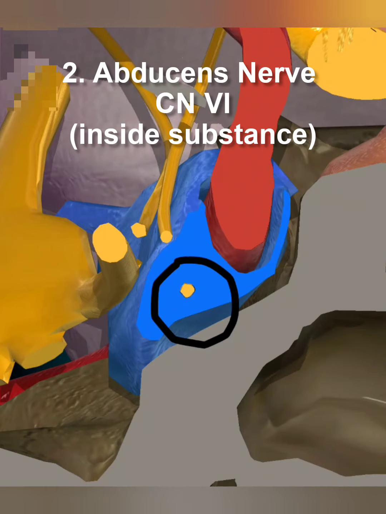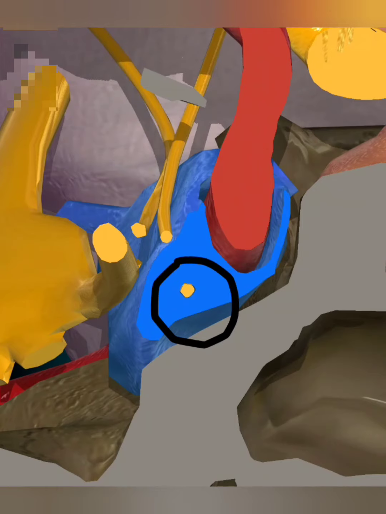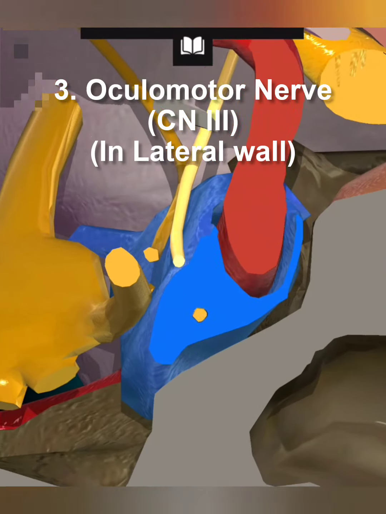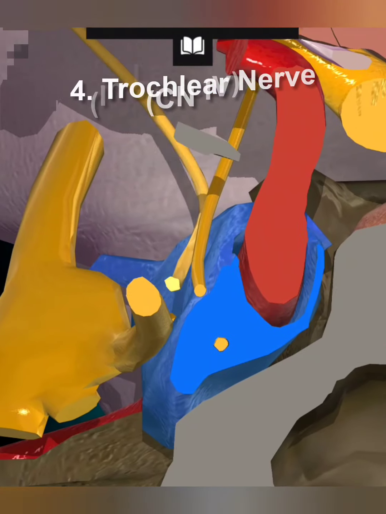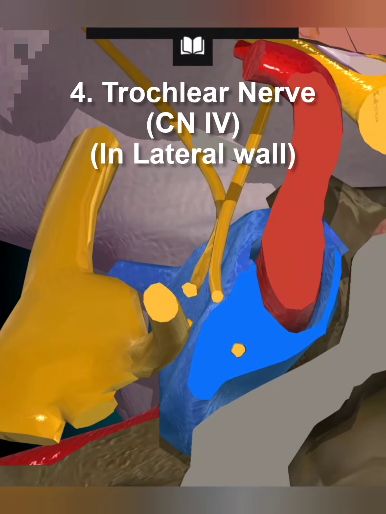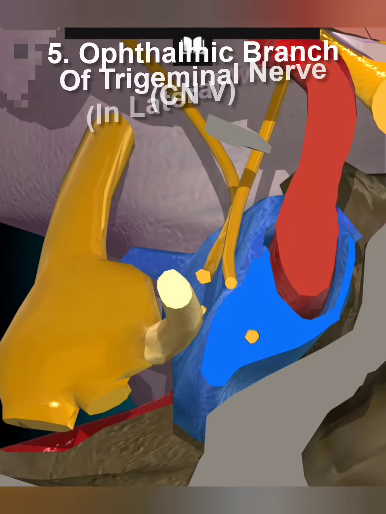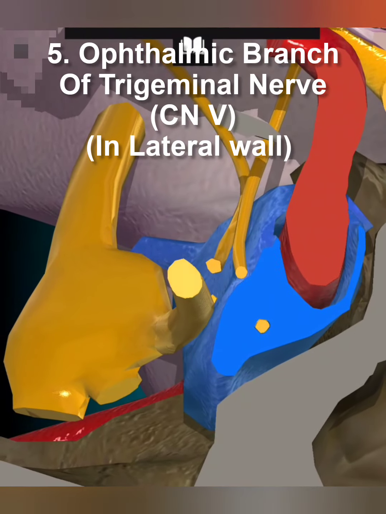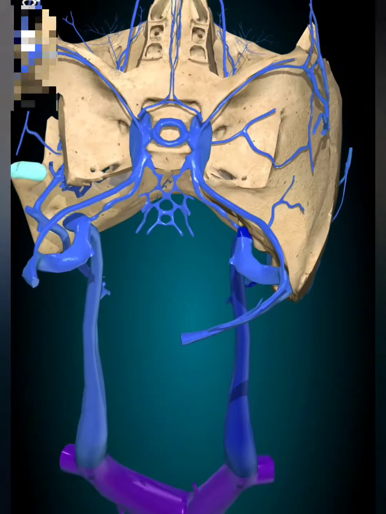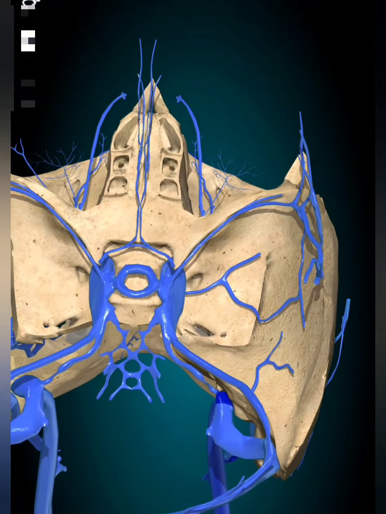In the lateral wall of the cavernous sinus we have three things present: the oculomotor nerve, that's the third cranial nerve; the trochlear nerve, that is the fourth cranial nerve; and the ophthalmic branch of trigeminal nerve, that is the fifth cranial nerve. Coming towards the tributaries of the cavernous sinus, these veins drain into the cavernous sinus.